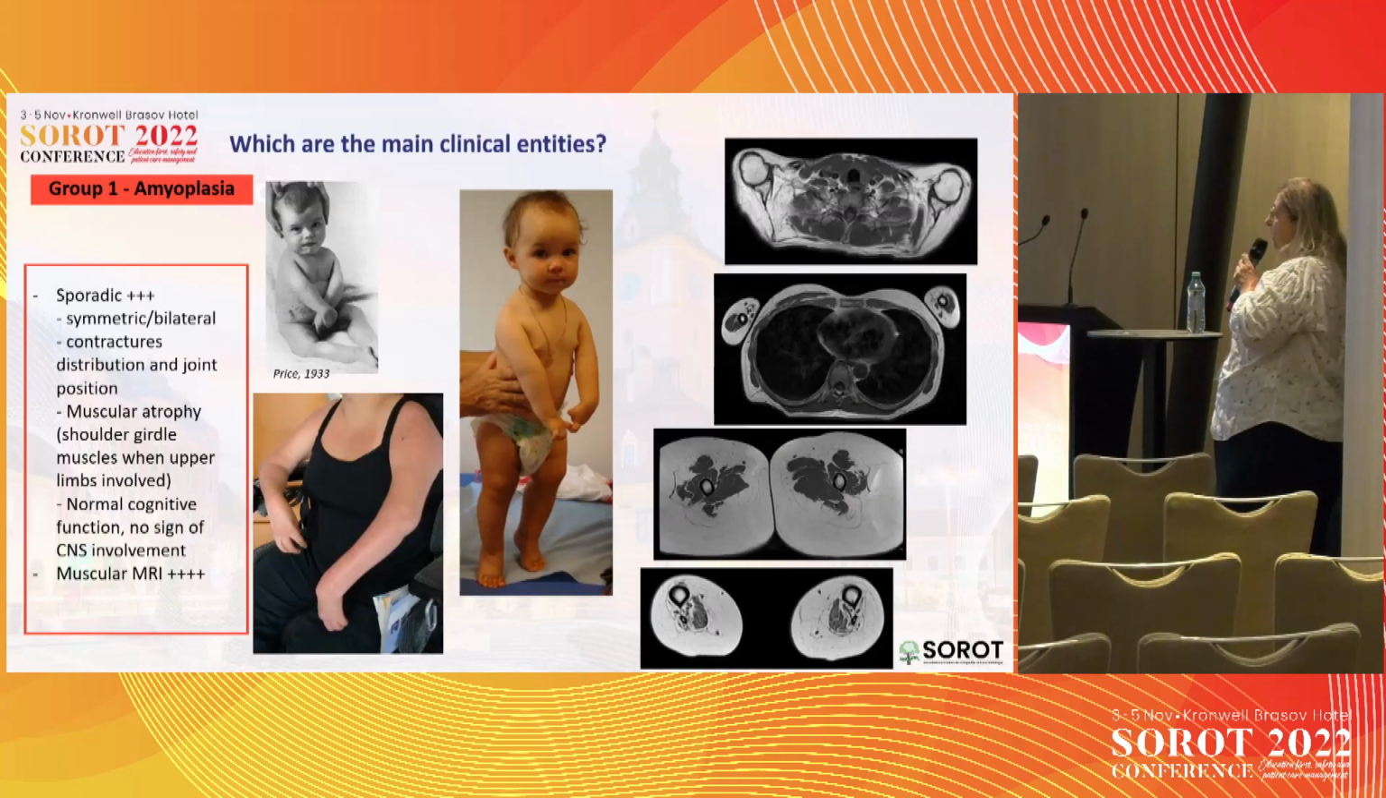So the main clinical entities, the first group, is amyoplasia. Amyoplasia, we know that it's sporadic, with contracture and joint position. You have muscular atrophy, of the shoulder and pelvic limbs. You have normal cognitive function, and you can see what it is on MRI. You have no muscle, you have fatty infiltration, and so they have this typical presentation.